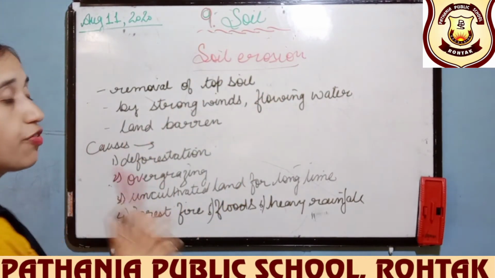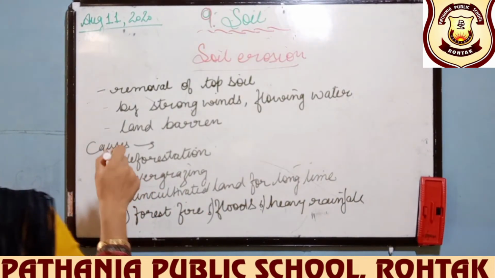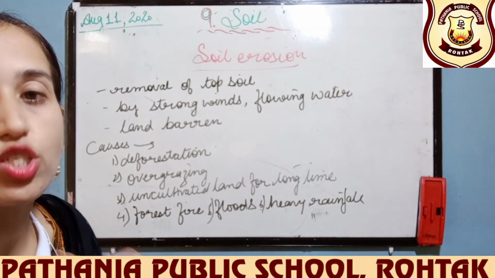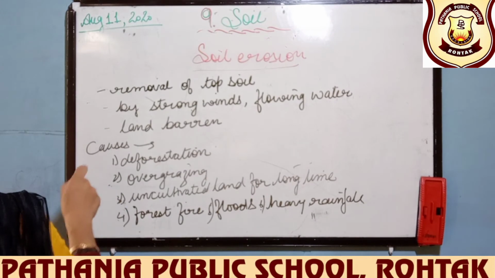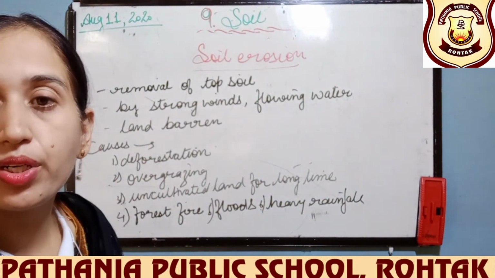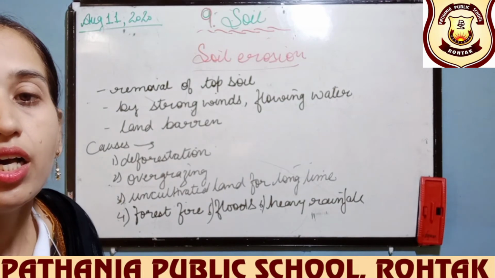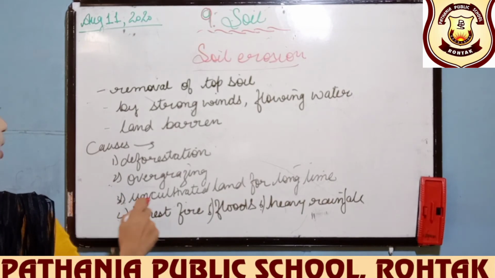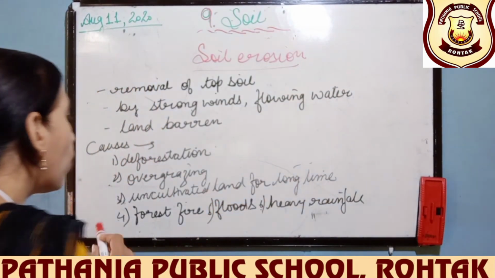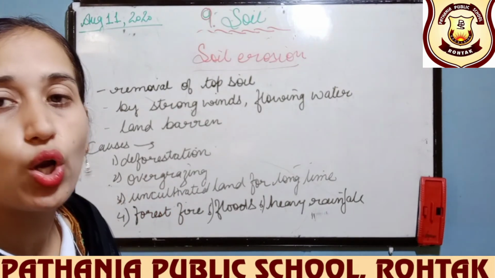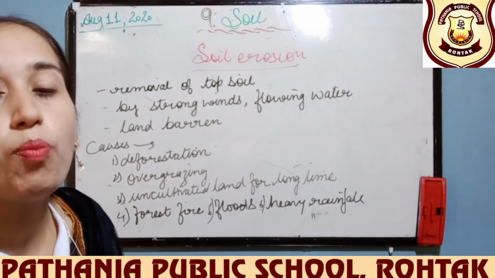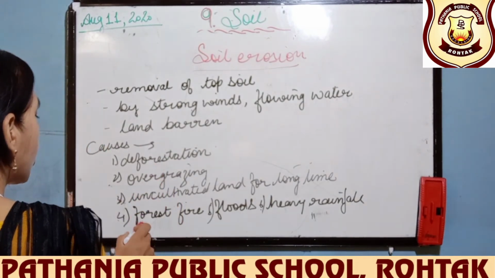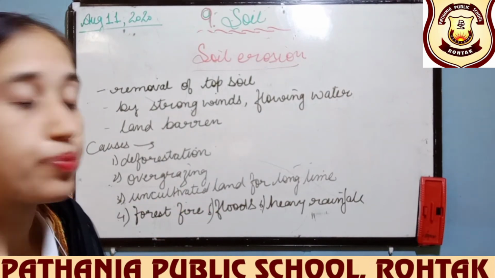First major cause is deforestation. As we are cutting the trees, the soil is eroded, as the trees are not there to hold that soil. Overgrazing of animals: as overgrazing occurs, the plants will no longer be there, and no one is there to hold the soil. Uncultivated land for a long time: if the land is not used, no plants will grow there, and nobody is there to hold that soil. And forest fire also destroys the soil and the land.